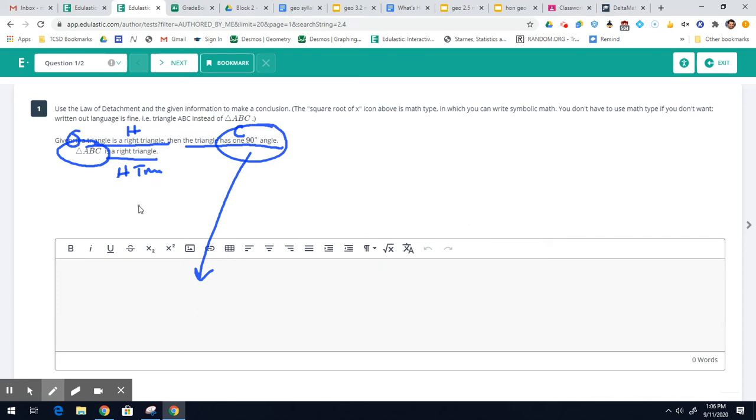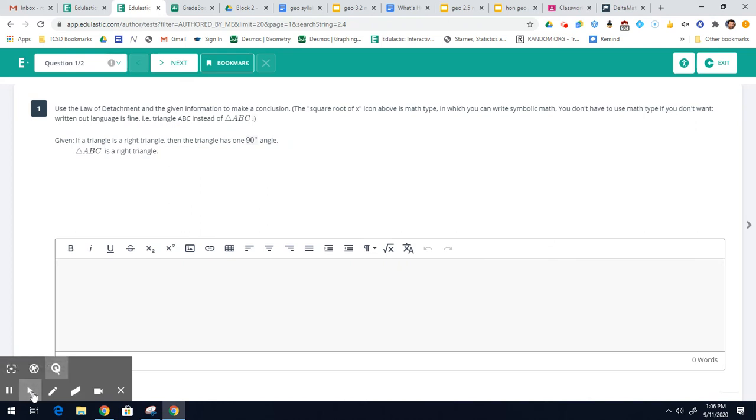That's this thought process we're trying to get you to go through. You have this idea, and then I give you some extra information. You can then say something else about the figure we're talking about. And that's what all proofs are. It's all about taking information and saying more.